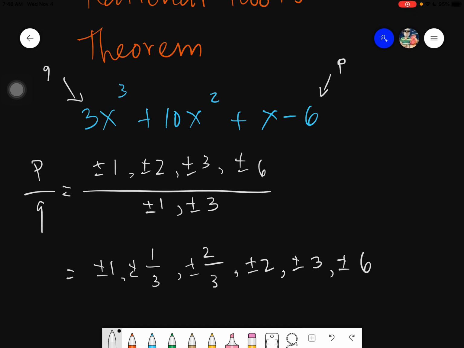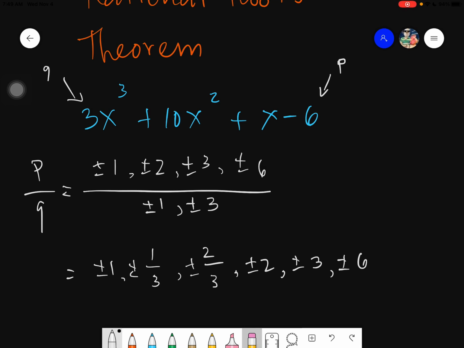So let me just show you how I got these. 1 divided by 1 is of course 1. 2 divided by 1 is of course 2. 3 divided by 1 is of course 3. And 6 divided by 1 is of course 6. So it's here. And then for the 3, we have 1/3. We have 2/3 already there. We have 3 divided by 3, the answer is 1, so it's already there. And 6 divided by 3 is equal to 2, which is already there. So we don't write anything repeating.